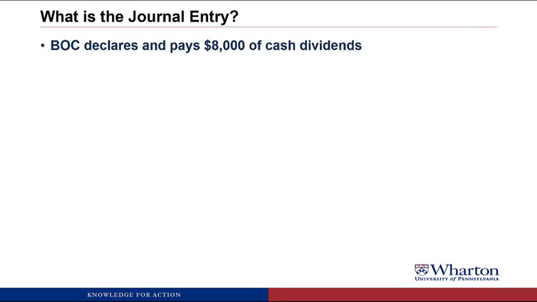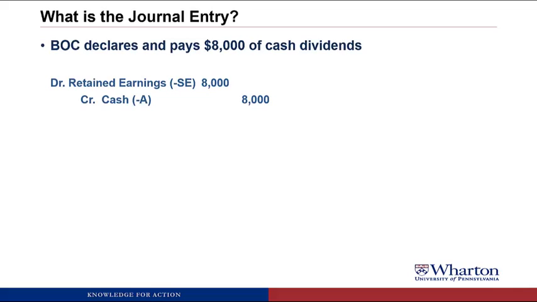Finally, BOC declares and pays $8,000 of cash dividends. Let's start with cash in this transaction. So cash is going down by $8,000. Anytime cash goes down, we credit cash to reduce the asset. So we credit cash for $8,000.